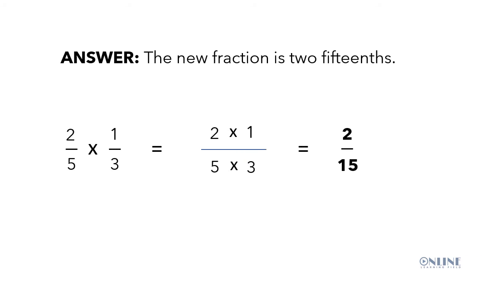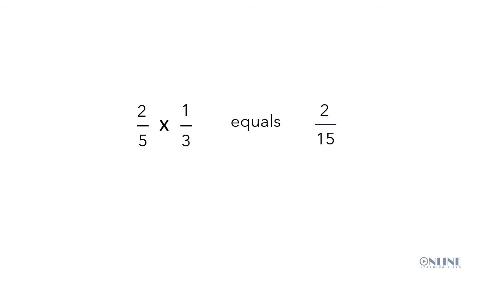So, multiplying the numerators will give us 2, which becomes the new numerator, and multiplying the denominators will give us 15, which becomes the new denominator. The new fraction is 2/15. So, 2/5 multiplied by 1/3 equals 2/15.